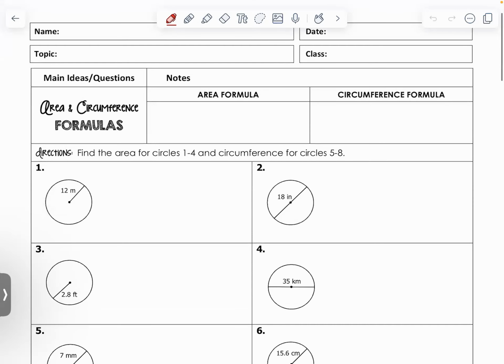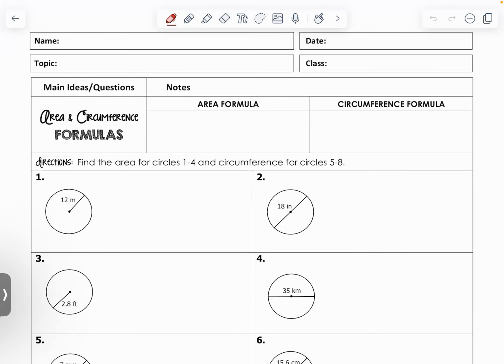So today and tomorrow, we are going to focus on circles. And then on Wednesday, we are going to focus on regular polygons. I know that we know a square, rectangle, parallelogram, but on Wednesday, we'll talk about pentagons, octagons, hexagons, all that fun stuff.